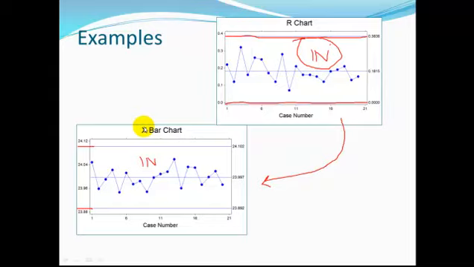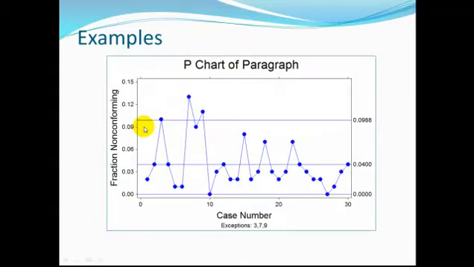Everything's good. Now let's take a look at another one, a P chart. And you can see here, upper control limit, lower control limit. That's a problem. That's a problem. You look at this guy here. Ooh. Is that a problem? Is that outside or is that right on the line? Tough call.